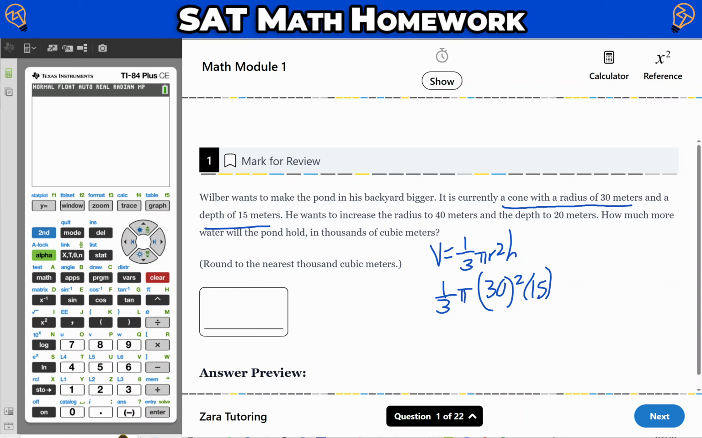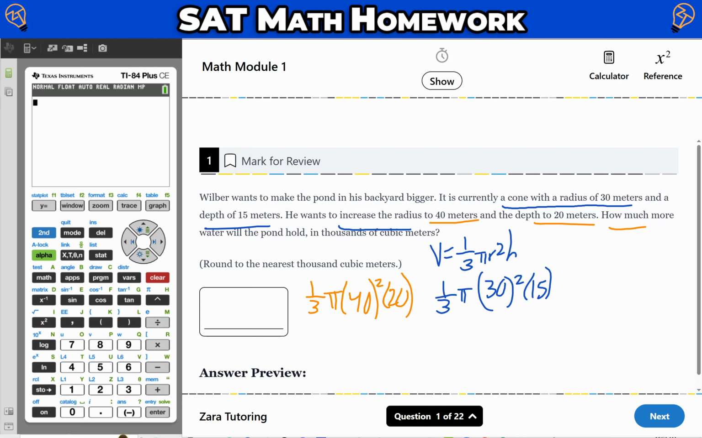And then notice we want to increase the radius. So let's go ahead and use a different color. We're talking about a new or larger pond for his backyard. So now we still have the same formula, but notice the radius is now 40 meters and the depth or the height is 20 meters.